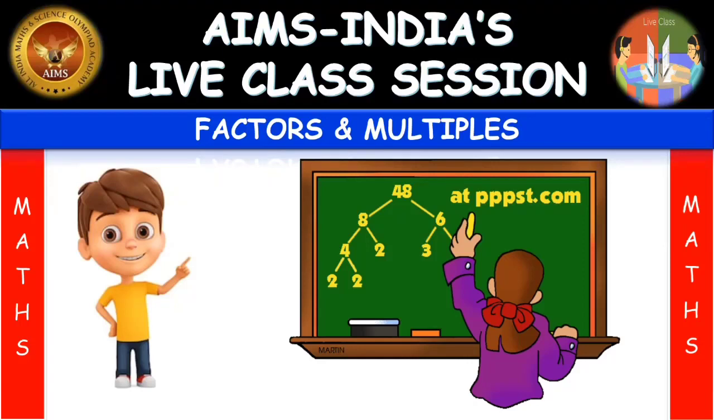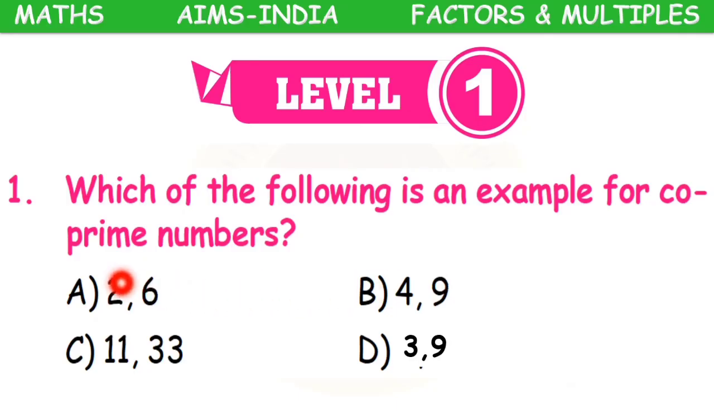So in today's class we are going to discuss multiple choice questions from the chapter factors and multiples. Okay. Now coming to the first question for today. Which of the following is an example of co-prime numbers? And the options we have are 2, 6, 4, 9, 11, 33 and 3, 9.